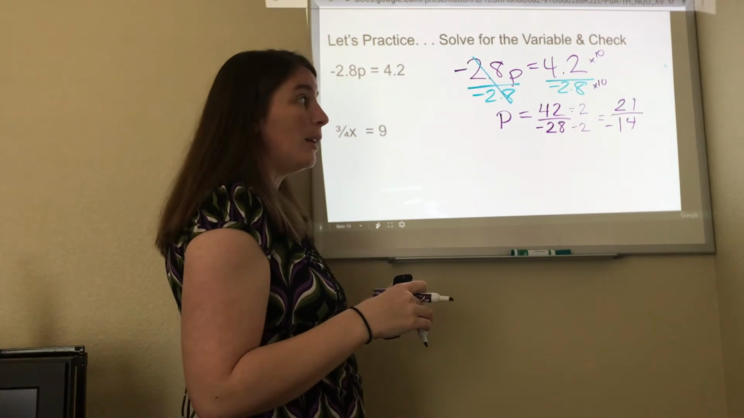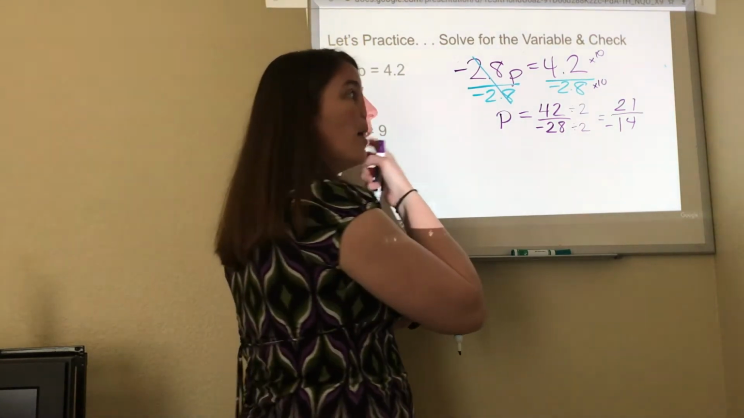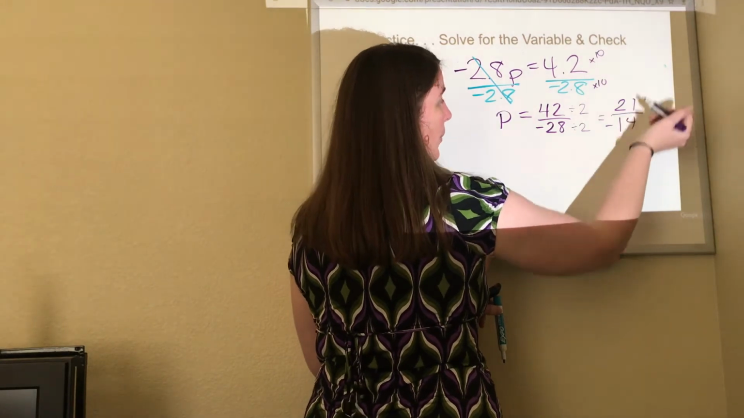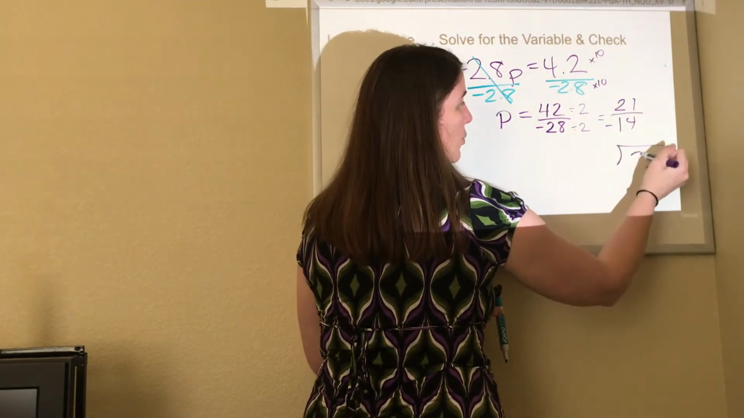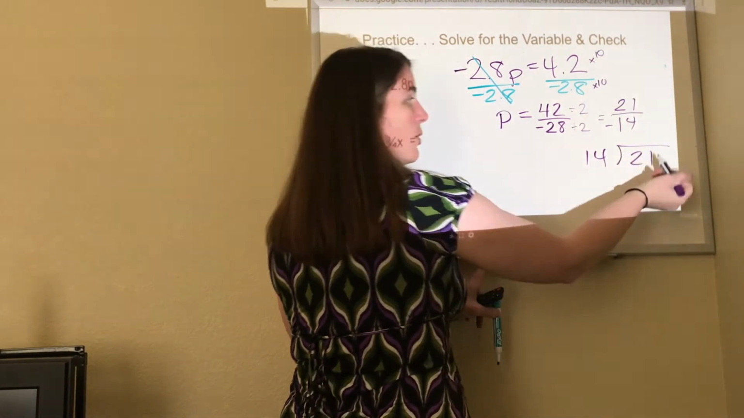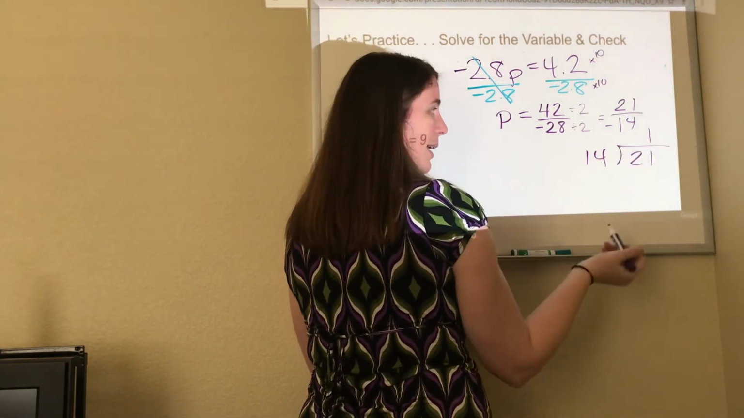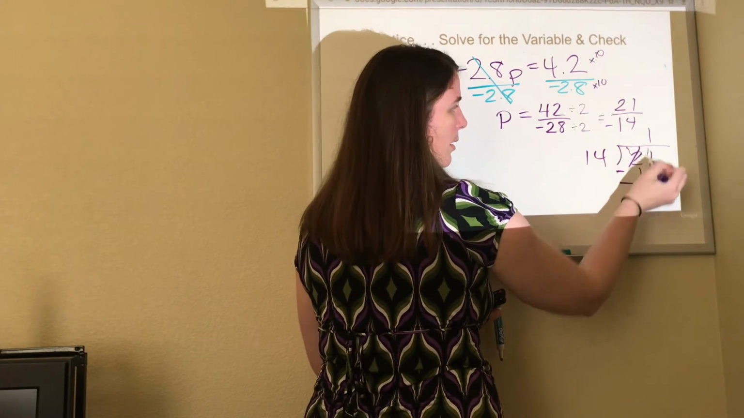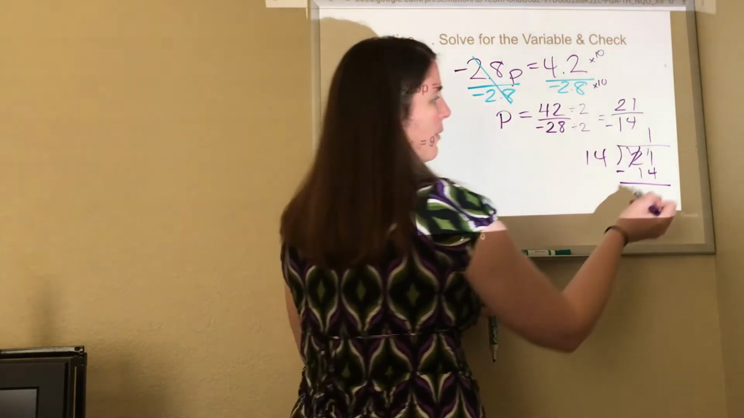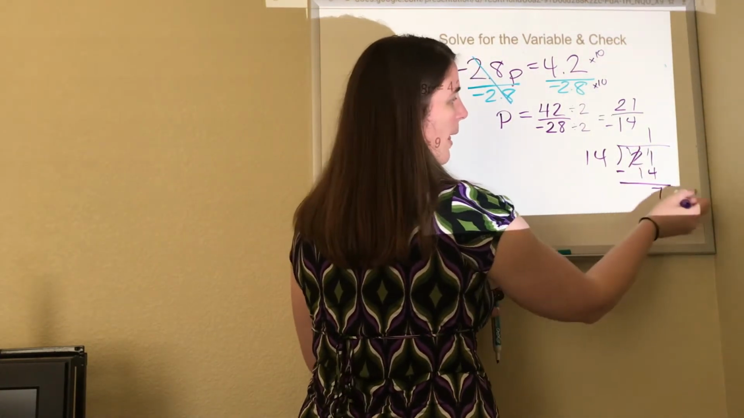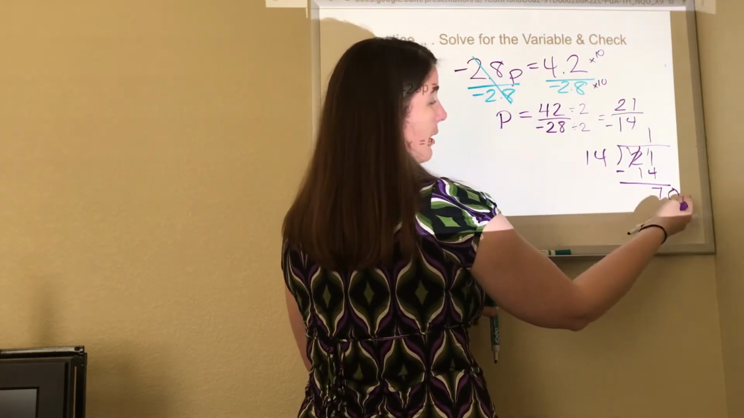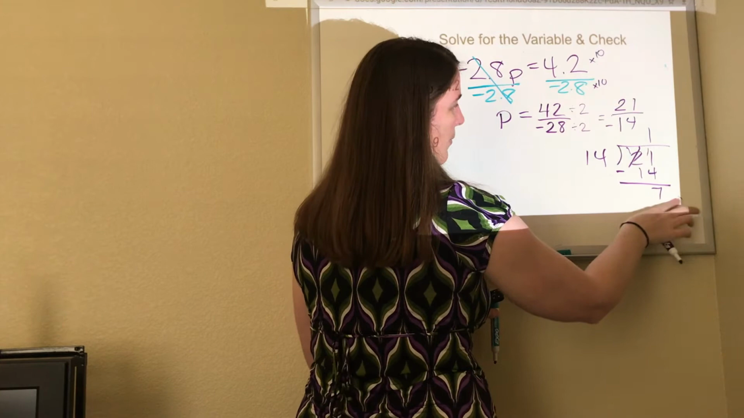So what would P be? Well, how many times can 14 go into 21? I'm going to go ahead and write 21 over 14. So 14 goes into 21 one time. Subtract. So I have 7. And then bring down the 0. Or actually, I might keep it as a fraction.